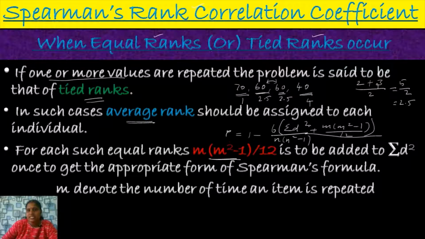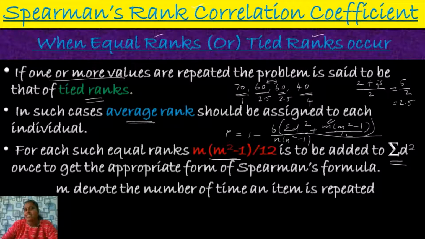This correction factor is to be added to sigma d square whenever a particular value is repeated. Here the correction factor m square minus 1 over 12 is added to sigma d square once to get the appropriate form of Spearman's formula. Here m denotes how many times a particular value is repeated.